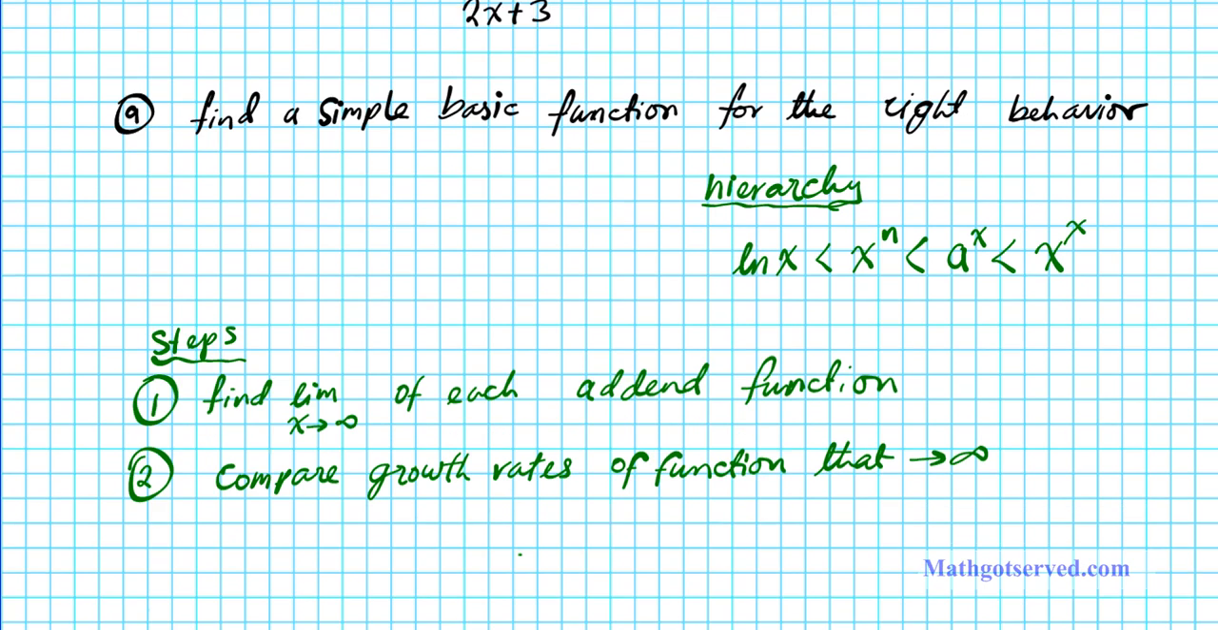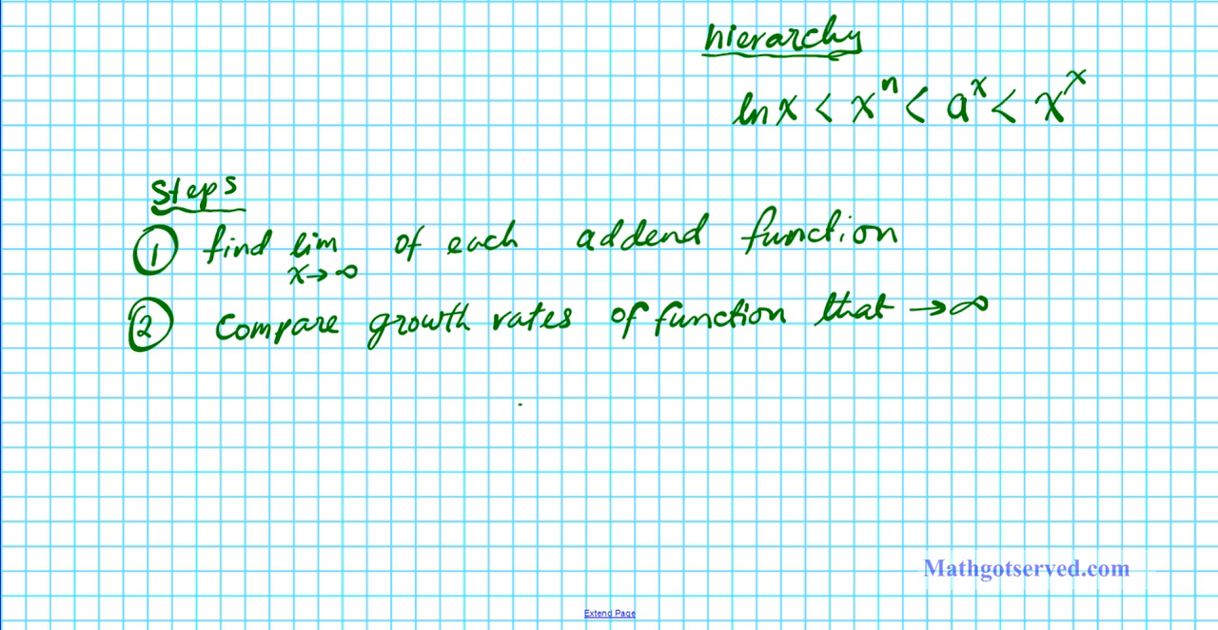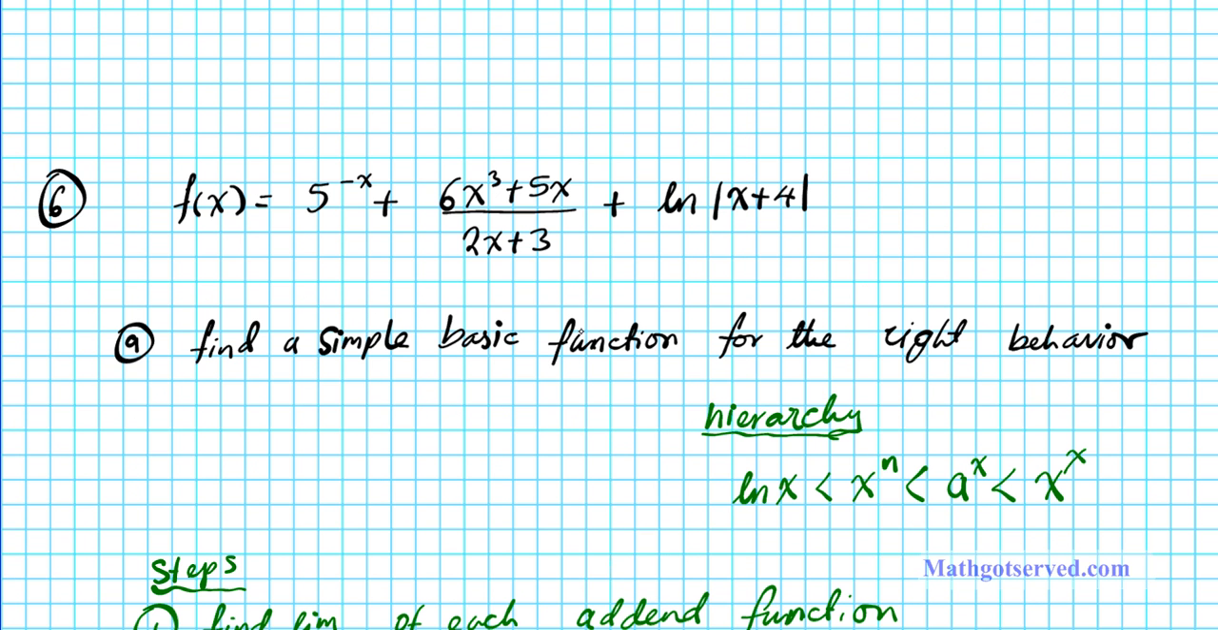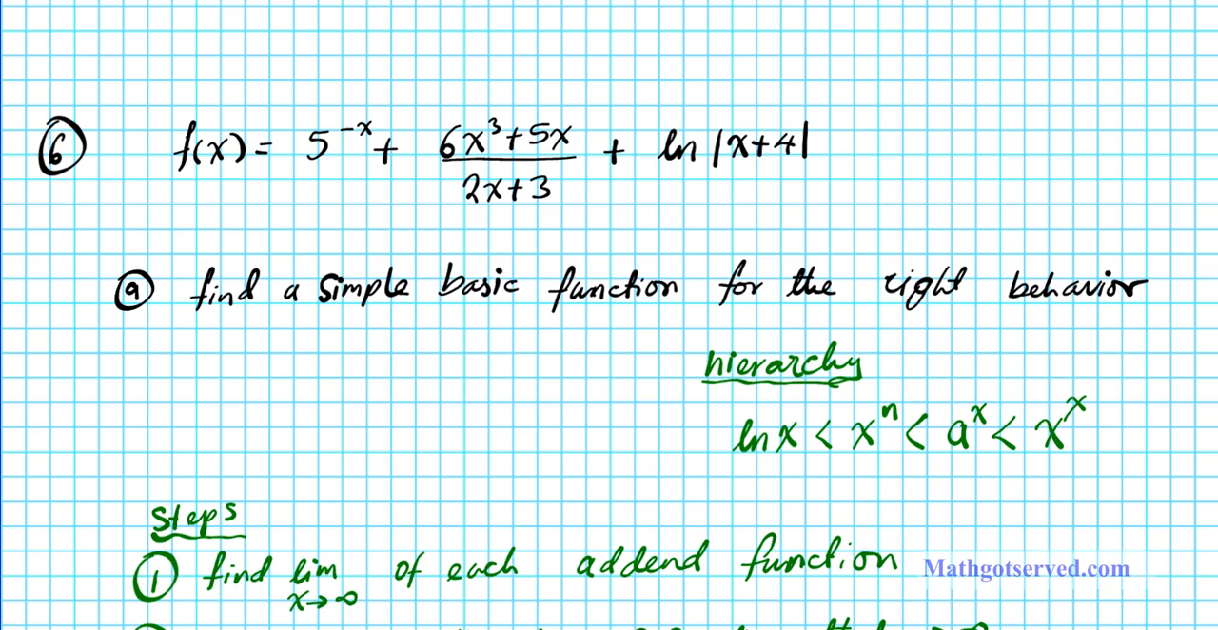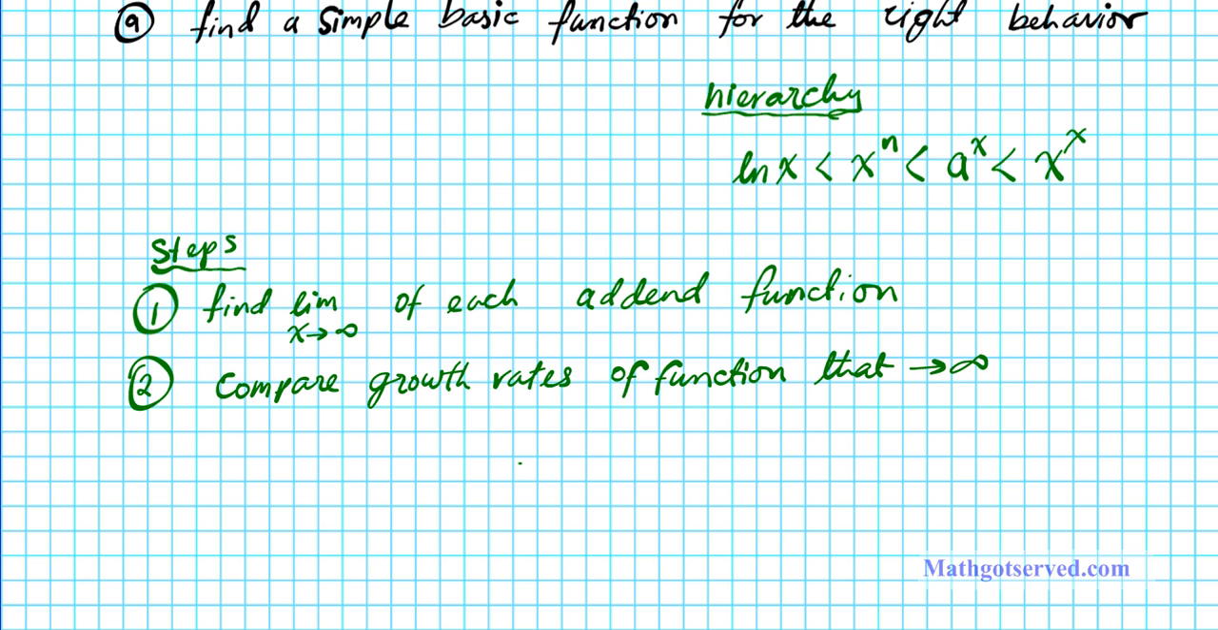All right, so let's go ahead and do that here. In this problem, we have three addend functions. We have 5 to the negative x, we have 6x to the third plus 5x over 2x plus 3, and the natural logarithm of the absolute value of x plus 4. So let's look at the limits.